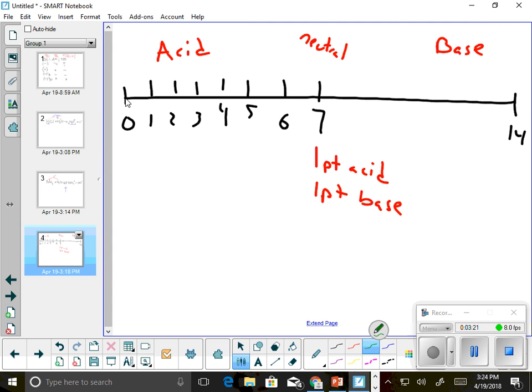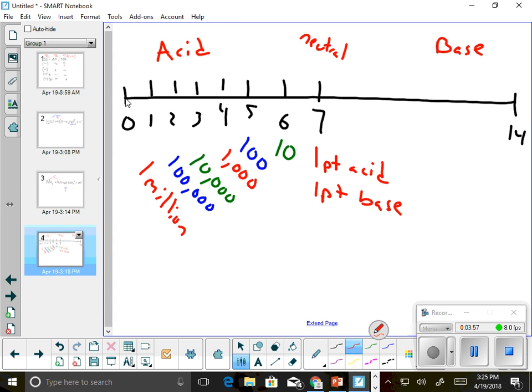A pH of 6 would have 10 parts acid, because for every 1 on the scale, there's a 10-part difference. A pH of 5 then would have 100 parts acid. A pH of 4 would have 1,000 parts acid. A pH of 3 would have 10,000 parts acid. A pH of 2 would have 100,000 parts acid. A pH of 1 would have 1 million parts acid. A pH of 0 would have 10 million.